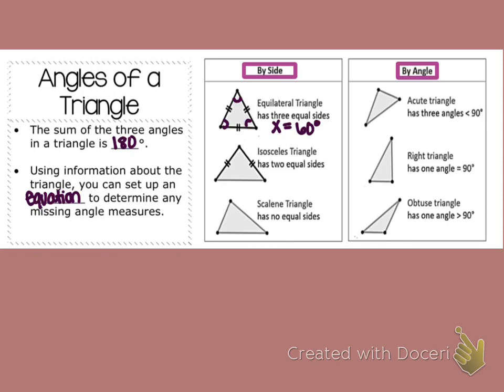An isosceles triangle has two equal sides, and again, if it has two equal sides, it has two equal angles. A scalene triangle has no equal sides, which is why you notice there are no lines on it, because none of the sides are equal. And then we have by angles. An acute triangle has all three angles less than 90 degrees. A right triangle usually has a right angle box, letting you know that that is 90 degrees. And then, of course, your obtuse triangle is going to have an angle that is greater than 90 degrees.